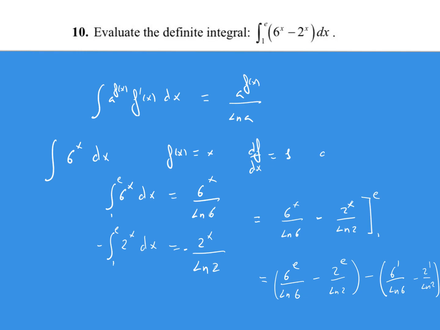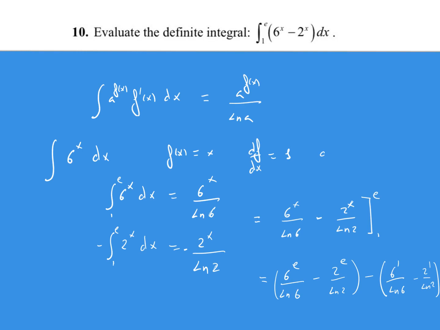Now we are going to solve problem 10, which says to do the definite integral from 1 to e of the function 6 to the x minus 2 to the x. Of course, you cannot integrate the difference directly. You have to do the integral of 6 to the x dx minus the integral of 2 to the x dx. So what is the equation that we will use?